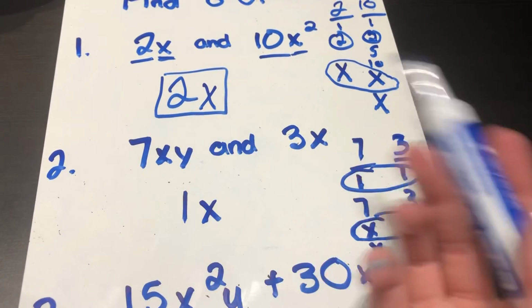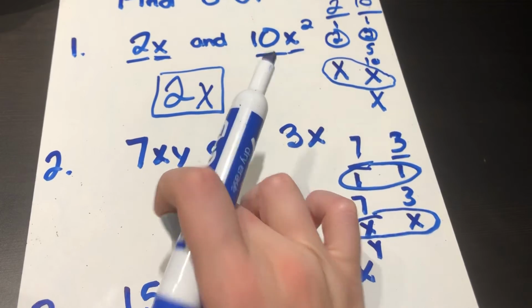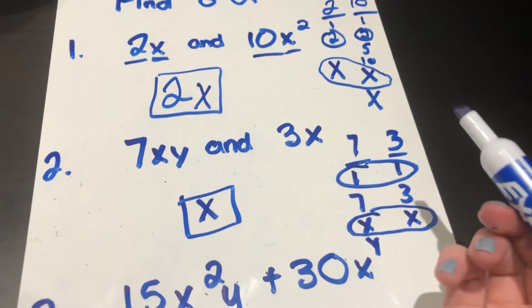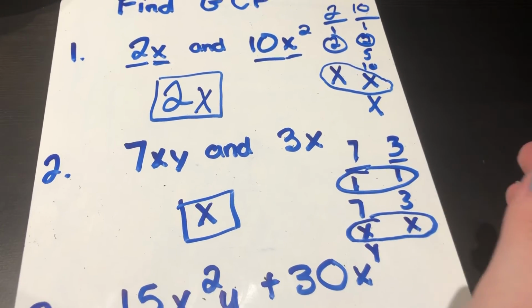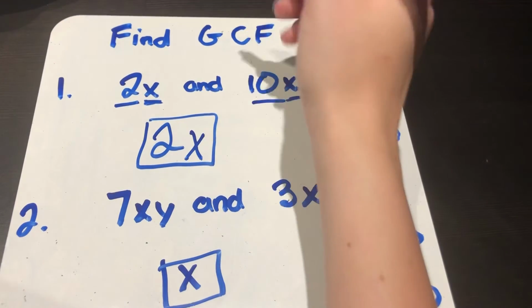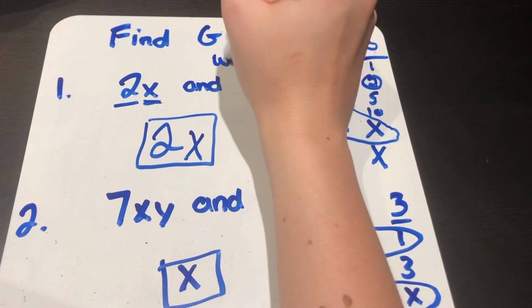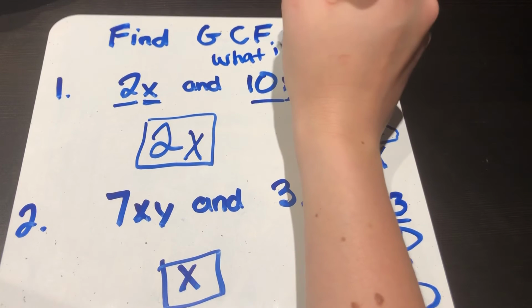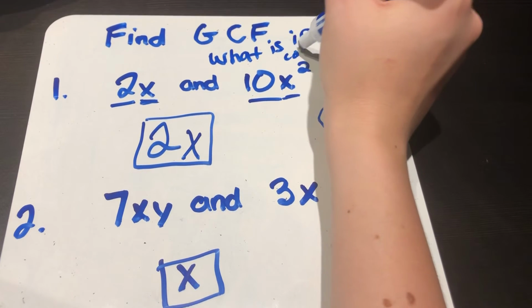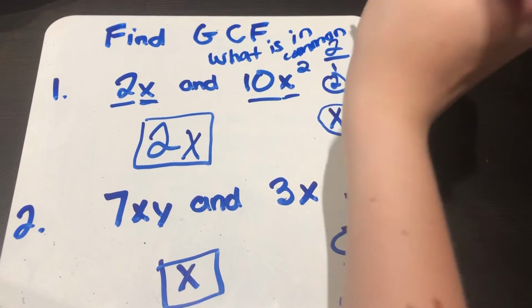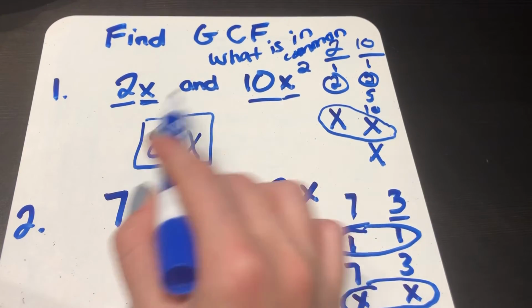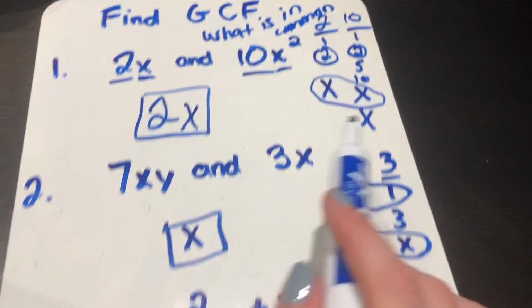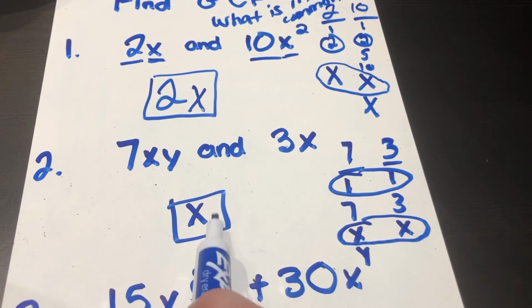Now, you know that we don't write the 1, so we can just delete that 1 there, and our GCF is X. So when you think of GCF, if anyone's taking notes, I want you to write: what is in common. What do they have in common? This one, look, they both have 1X. Here, they both have 1X, okay?